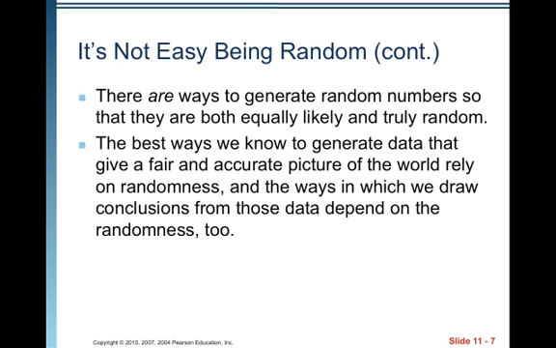So one of the ways that you can generate random numbers so that they're equally likely and truly random is to take identical pieces of paper and put the digits 0 through 9 on 10 different little slips of paper and put them in a hat or some other container and mix them up well. Draw out one digit, write it down, put it back in, mix again. Without looking, draw one out, write it down, put it back in, mix again. But to get a significant number of random numbers, that would take a long time. But that is a way to get random numbers that are both equally likely and truly random.